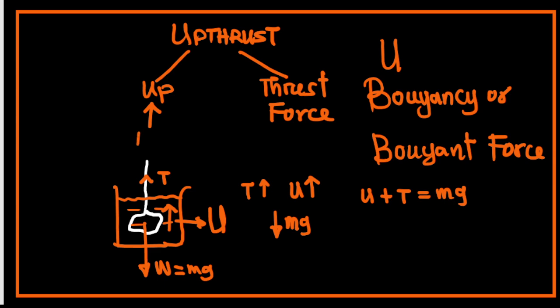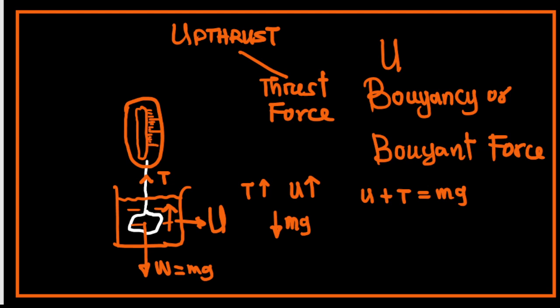Now if you connect this, for instance, if this had been connected to a scale balance, or let's say it is connected to a spring balance. This is a spring balance here. We have the calibration of the spring balance.